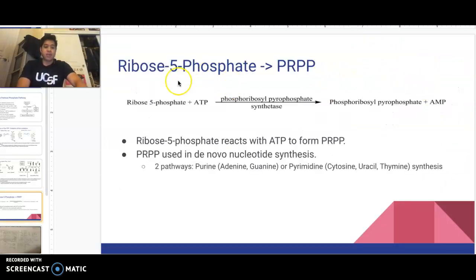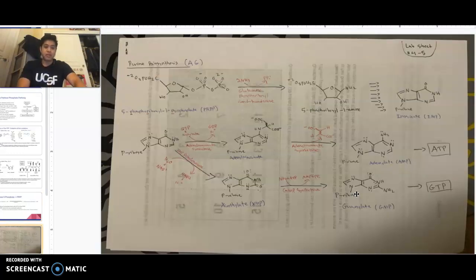So now that we've generated ribose 5-phosphate, we can convert it to form phosphoribosyl pyrophosphate, or PRPP. This is the overall equation here that does so. Ribose 5-phosphate reacts with ATP to form PRPP. That's very important because PRPP is used in de novo nucleotide synthesis. And it can undergo two pathways, purine synthesis to form adenine and guanine, or pyrimidine synthesis, which forms cytosine, uracil, or thymine. Let's start with purine synthesis. Again, these form your A and G nucleotides.